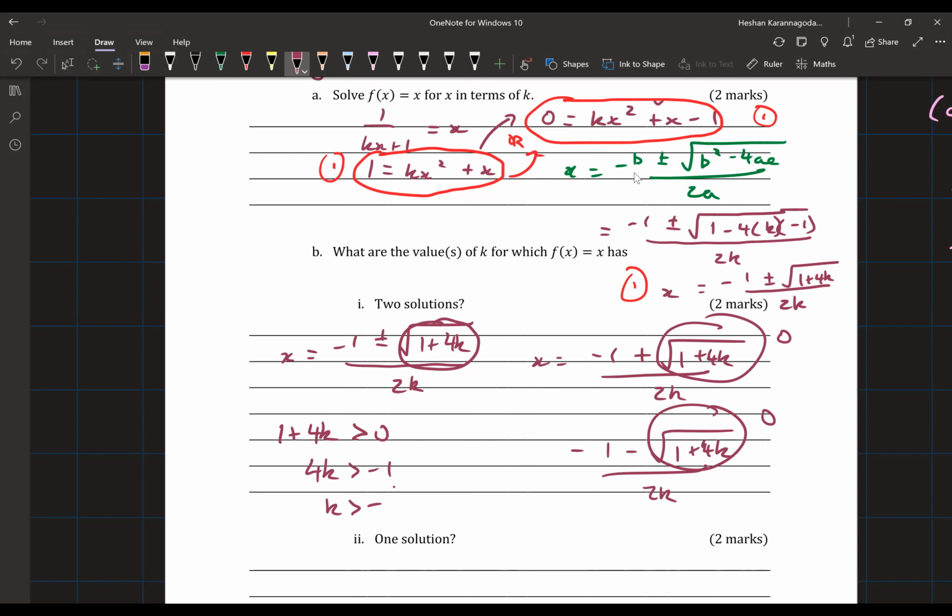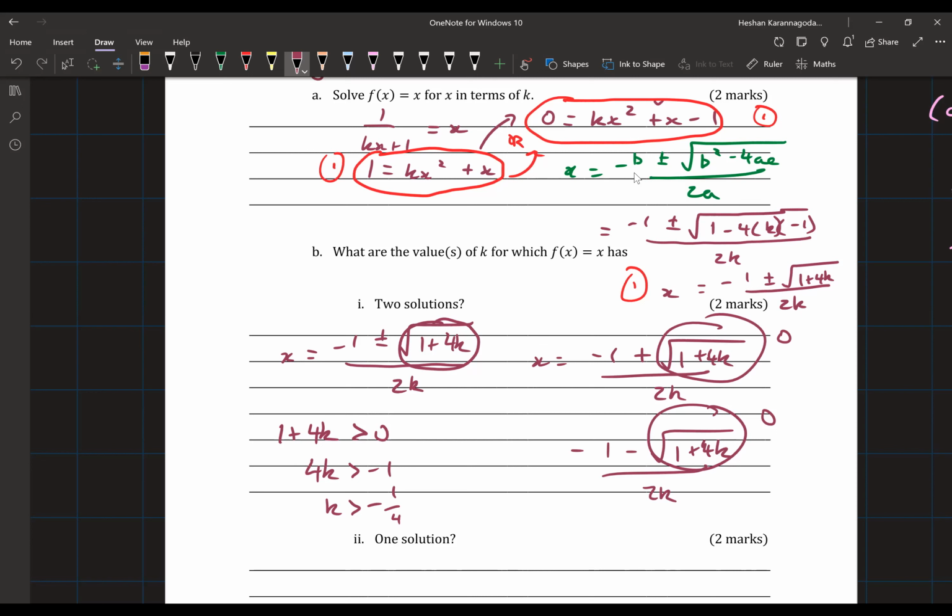K is greater than -1/4. Oh, so yeah, k is greater than -1/4. Okay, so that would be from the square root, what values would give us two solutions. Now, what a lot of people would actually get wrong in this question is that k is greater than -1/4 actually includes k is equal to 0.